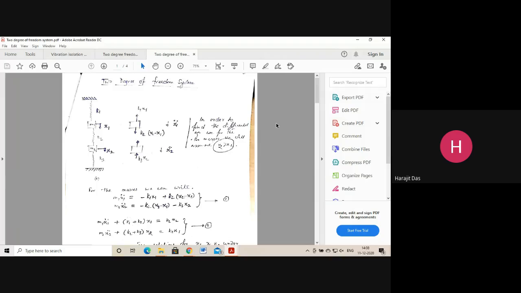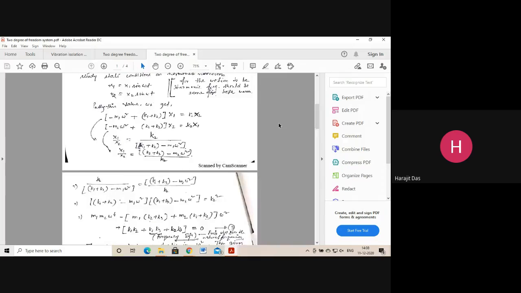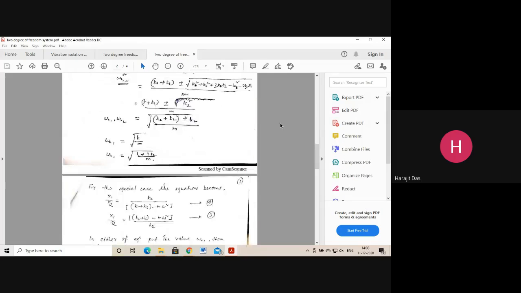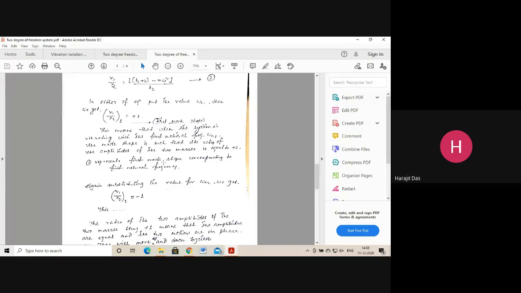I am sharing my screen where you can see a 2 degree of freedom system which we have already analyzed. This is the linear 2 degree of freedom system where, in the last classes, we were able to find the two natural frequencies of the system, and finally we found the two mode shapes.